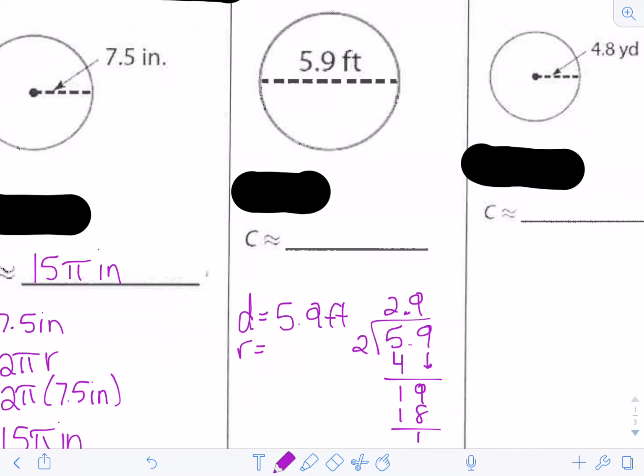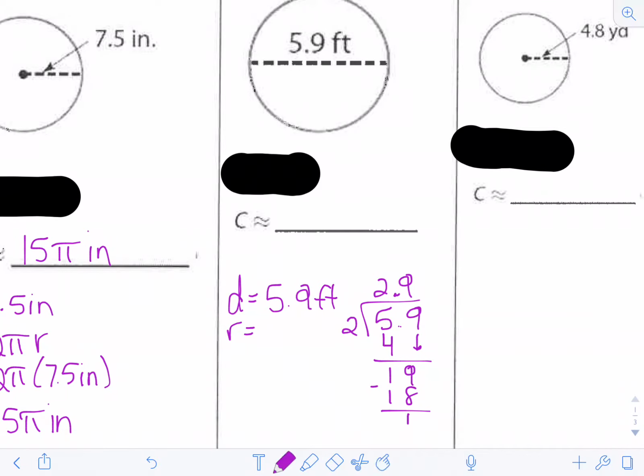So that gives me a remainder of 1 when I subtract. So I'm going to add my 0 and bring that down. And 2 goes into 10 5 times. So 5 times 2 is 10. And when I subtract that, then I have a remainder of 0. So my radius is 2.95 feet. So I'm going to plug this into my circumference.